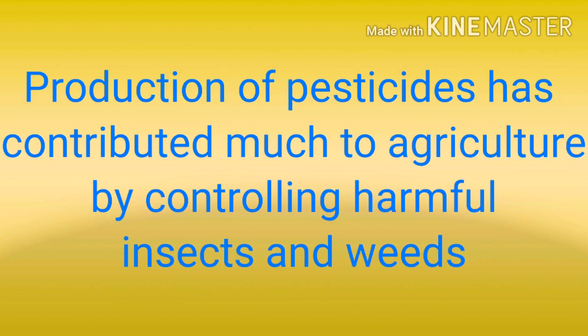The production of inorganic chemicals, mainly those used for making pesticides, has contributed a lot to the development of agriculture by controlling harmful insects and weeds.